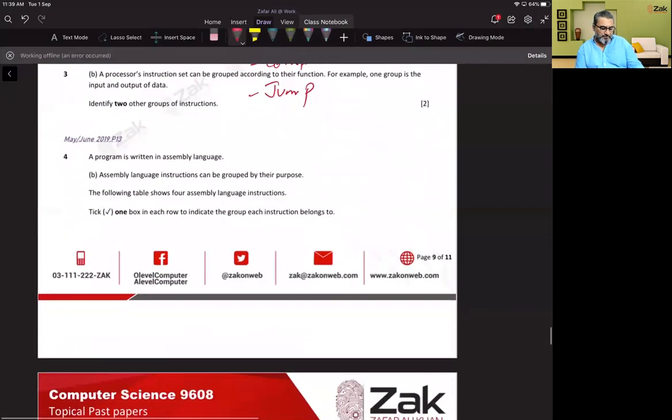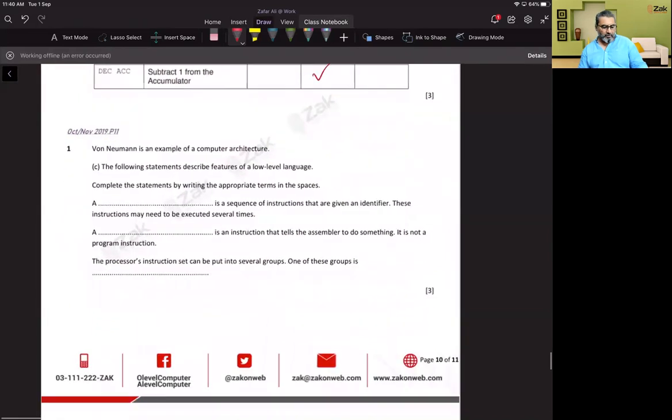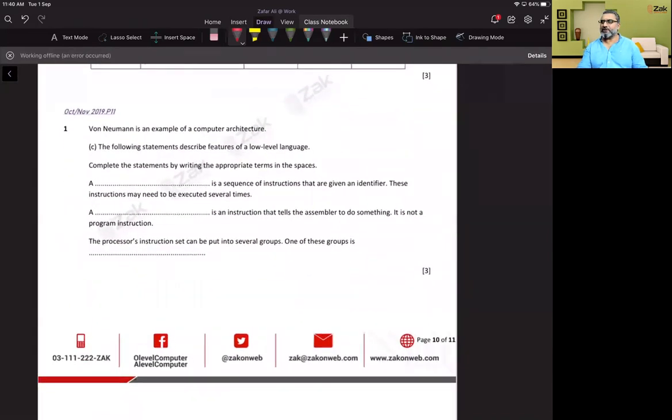May June 19 P13. A program is written in assembly language. Assembly language instructions can be grouped by their purpose. This is what we have done. Let's see what they say over here. LDR is loading, so this is basically the data movement group. LDR is load to the index register. So this is data movement. Add, arithmetic. Jump, JPN, jump if not equal. Decrease, arithmetic. Von Neumann is an example of computer architecture.